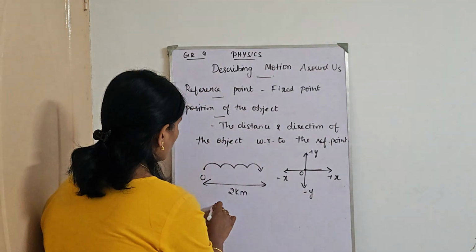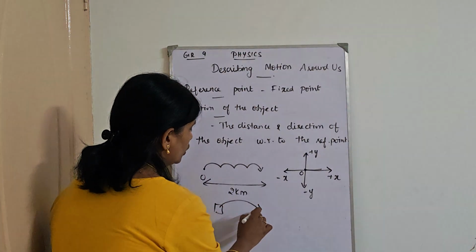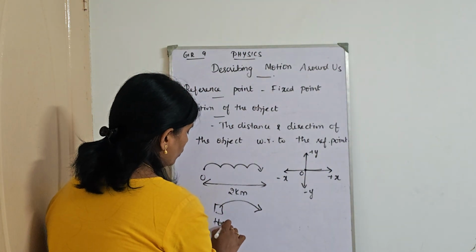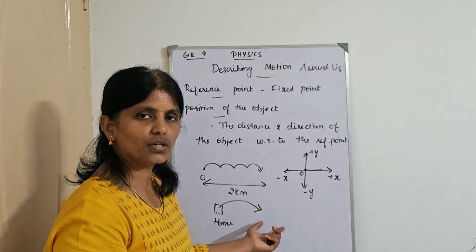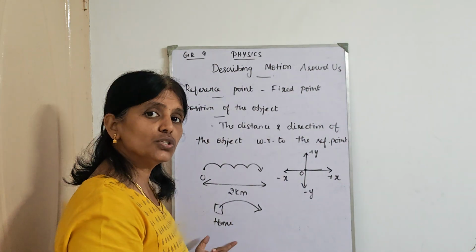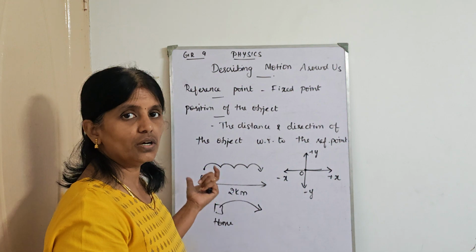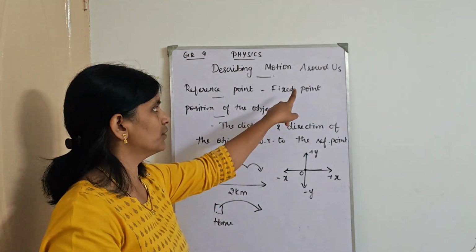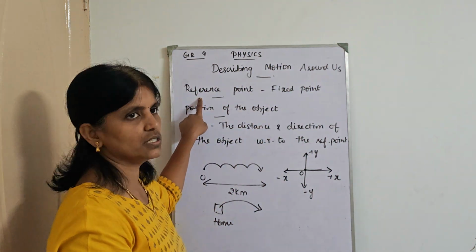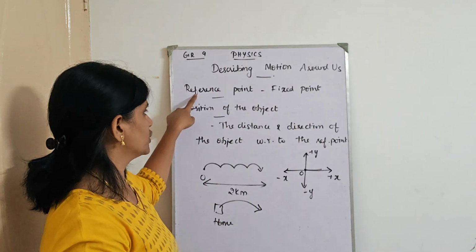I started from my home and I went to my school. So where you have started? From home only I started, and I started walking towards the school. So which is your reference point? Reference point is your home. So where you are starting, which is the fixed point, that point is known as your reference point.